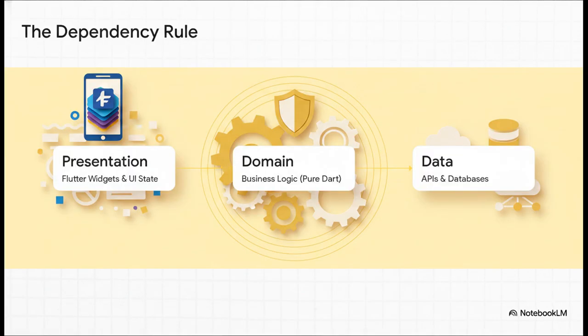Let's break down how this actually works. You've got three main layers. On the outside, there's the presentation layer. That's all your Flutter widgets and UI stuff. And there's the data layer, which talks to things like APIs and databases. But right there in the middle, you have the heart of your app, the domain layer. This thing is written in pure Dart with 0 Flutter imports. And here is the golden rule, the most important part. Dependencies only flow inwards. The UI depends on the domain. The data layer depends on the domain. But the domain, it depends on absolutely nothing. It's completely isolated, completely protected.